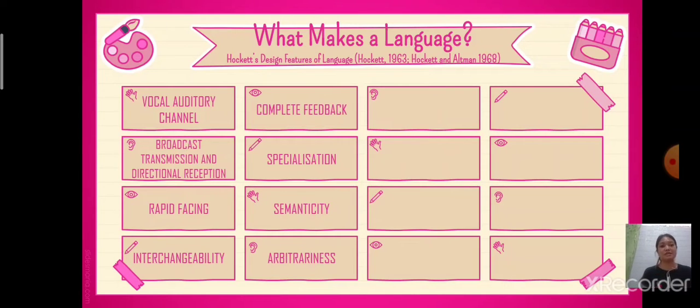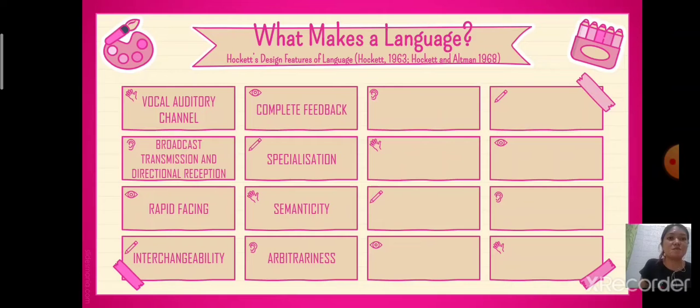Next, complete feedback. Humans have the ability also to learn a language and then try to monitor their own speech and then give feedback on it. And if ever they fail to do the right thing in their languages, then there are adjustments needed, or they can easily adjust the language or the words used.